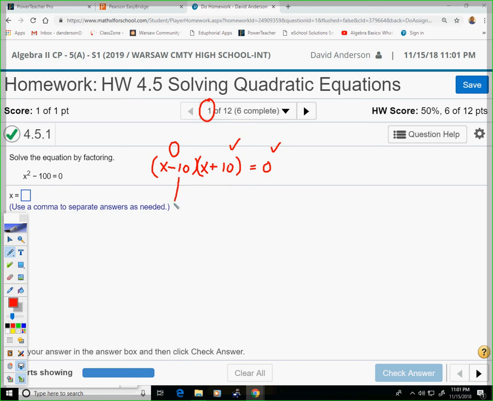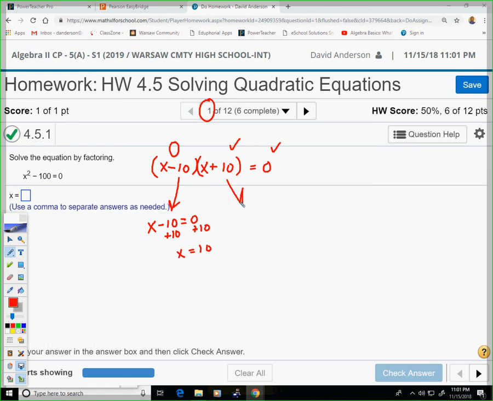So what makes this binomial equal to 0? I'm looking for what makes x minus 10 equal to 0. We'll just solve for x. That's easy enough. Add 10, add 10. x would have to equal 10. And that makes sense. If I plug in 10 for x, that'd be 10 minus 10, that's 0. So that makes this binomial 0, and I'd multiply by this. If I plugged in a 10 here, that'd be 20 over here. It'd be 0 times 20 equals 0, right? 0 times 20, this side of the equation would be 0.